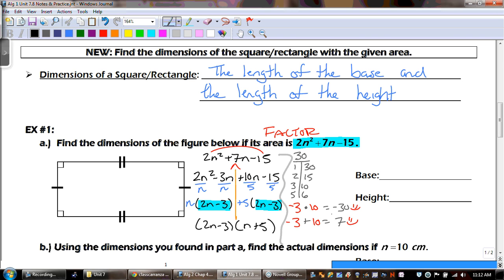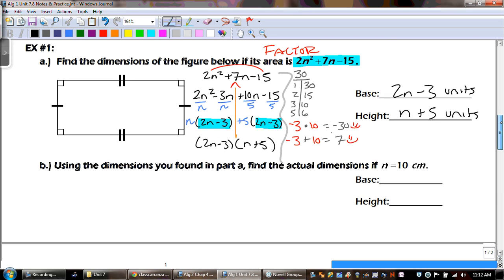Now, which one's the base and which one's the height? It doesn't matter. Okay? So one side is 2n minus 3 units, and the other is n plus 5 units. You can pick whichever one. It doesn't really matter.